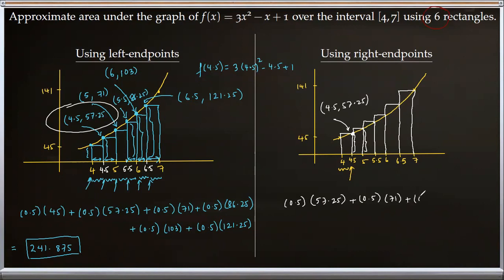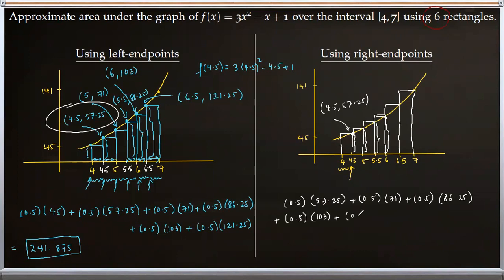Plus, for the third rectangle, again, we have width 0.5, and the height is the y value at 5.5, this length, and we know that is 86.25. For the fourth rectangle, the width is again 0.5, and the height we are looking at is the height at 6. So this height, we know, is 103.